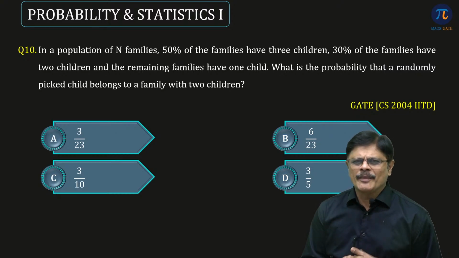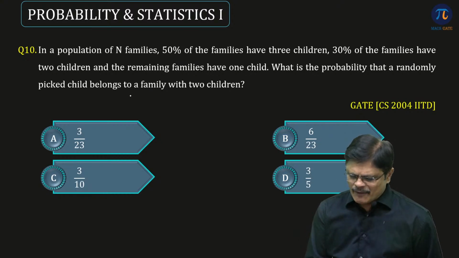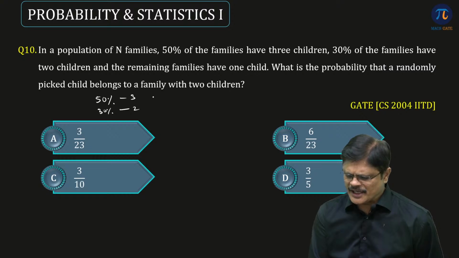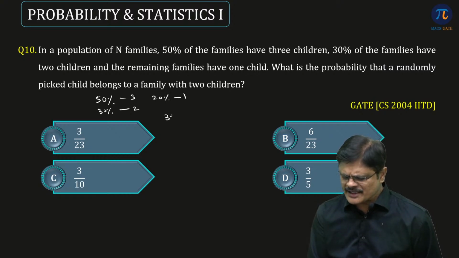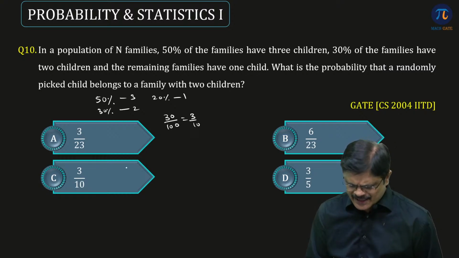A very common mistake people make with this problem is this. When it is asked what is the probability that a randomly picked child belongs to a family of 2 children, they think 50% are having 3 children, 30% are having 2 children, and the remaining 20% are having 1 child. So total 100%, and 30 are having 2 children. They feel that 30 by 100, that is 3 by 10, is the answer. This is a very common mistake, which is a blunder.